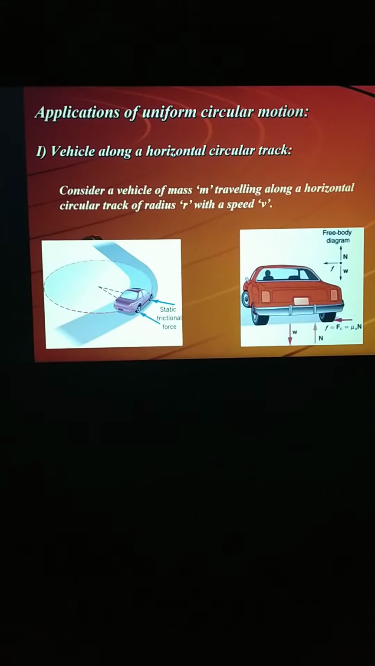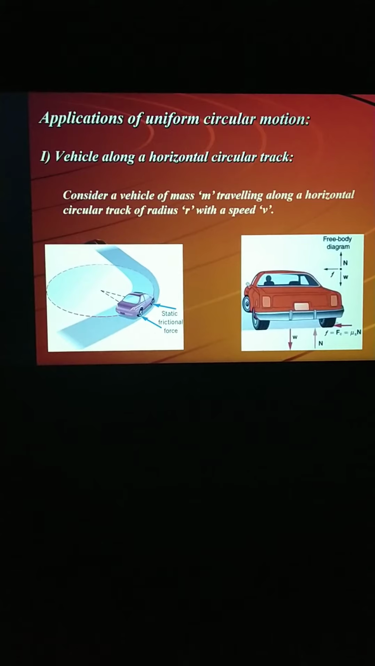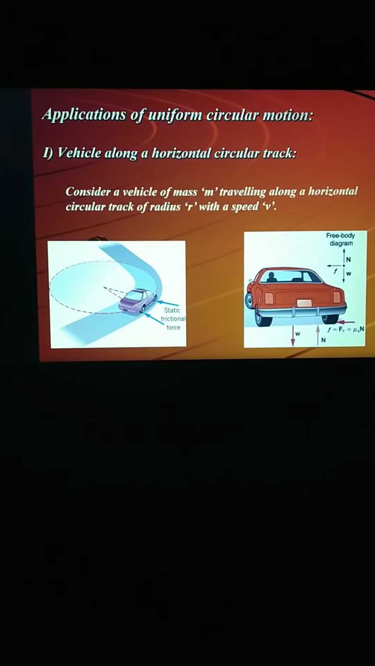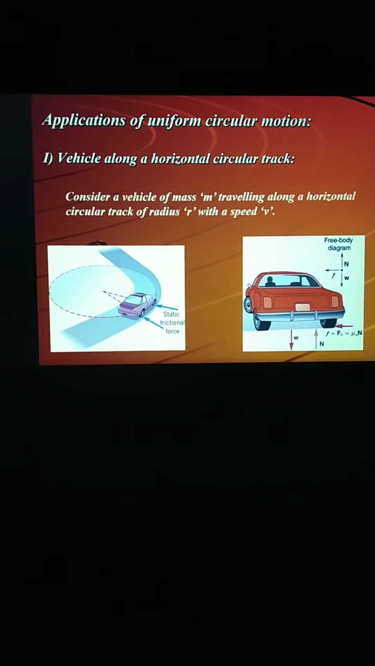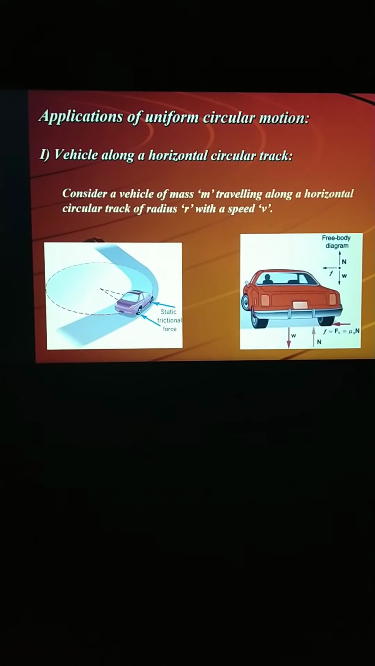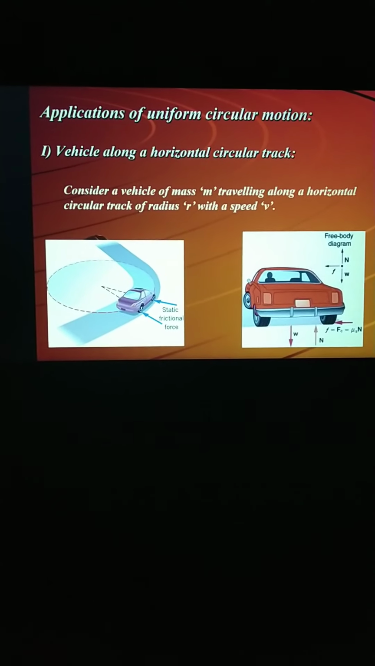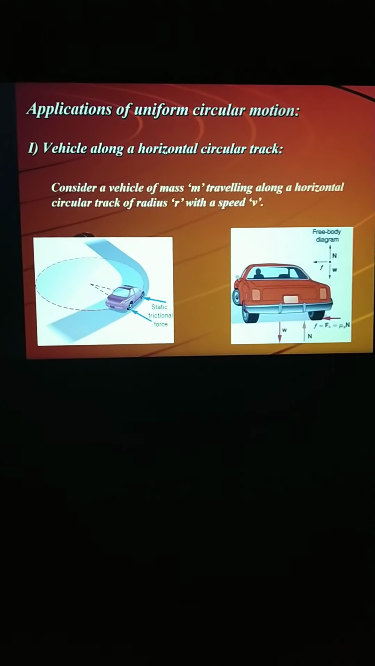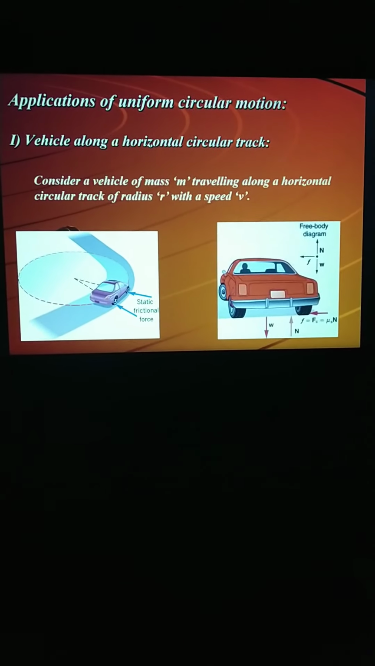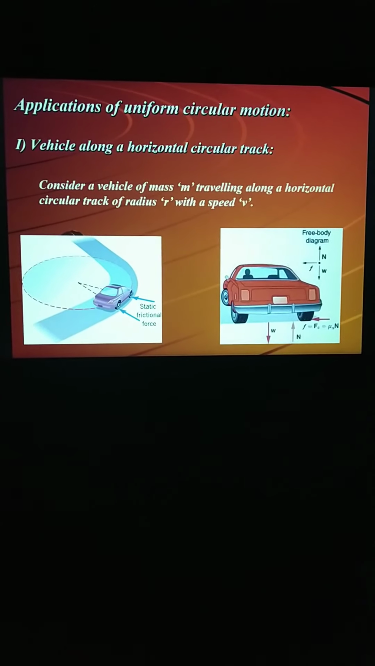Okay, now here first example, suppose we consider a vehicle is traveling along a horizontal circular track. In that case, suppose the vehicle has mass m and is traveling along a horizontal circular track of radius r with a speed v. As shown in the figure, the vehicle is traveling along a horizontal curved road. The weight of the vehicle, as mass is m, will be mg, acting vertically downward, and the normal reaction on the vehicle will be vertically upward.